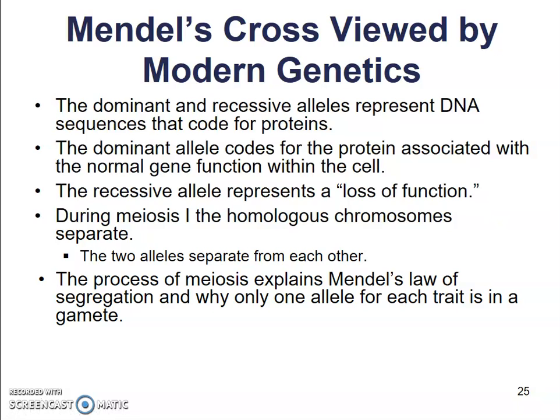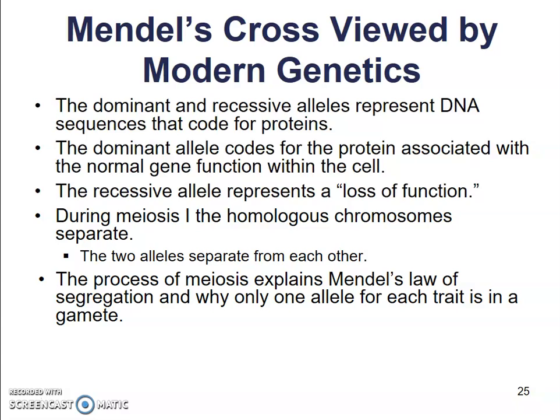Mendel's cross viewed by modern genetics: the dominant and recessive alleles represent DNA sequences that code for proteins. Those proteins are what we can see. That's what gives color, shape, all of those traits. The dominant allele codes for the protein associated with normal gene function within the cell. The recessive allele represents a loss of function.